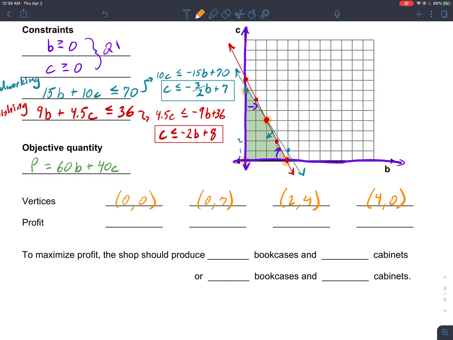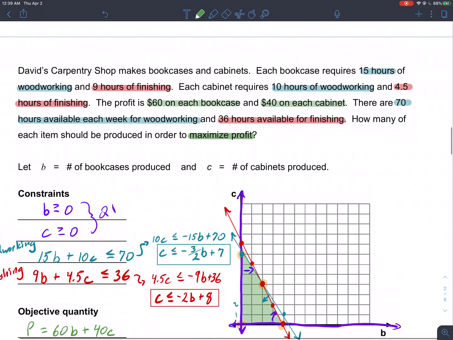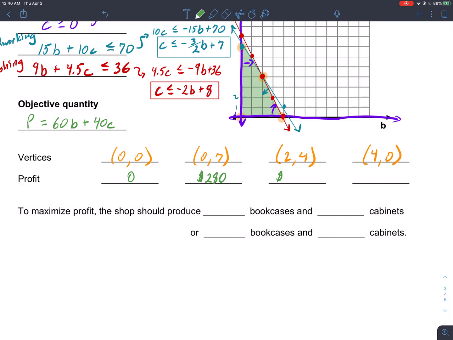Now that I have those values, I'm going to take each of these points and plug them into my objective function here to calculate profit. So if I do that, I'm going to get obviously 0 here. If I put 0 in for bookcases and 7 in for cabinets, I get $280. If I make 2 bookcases and 4 cabinets, or whoever this is, I keep saying David, if David makes 2 bookcases and 4 cabinets, he's going to make, again, $280. And if he makes 4 bookcases and 0 cabinets, he makes $240. Again, I'm getting these values by taking 0 and 7, 2 and 4, 4 and 0, and plugging them into this objective function.